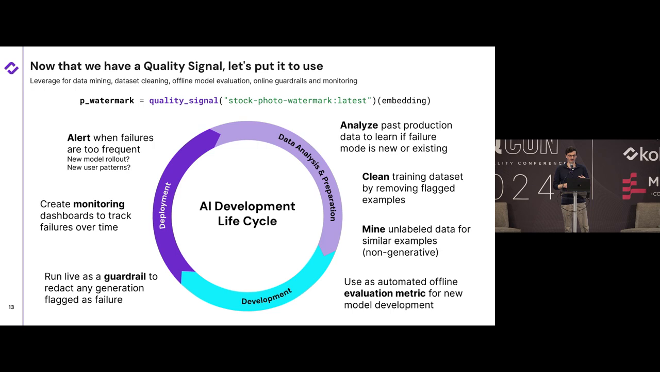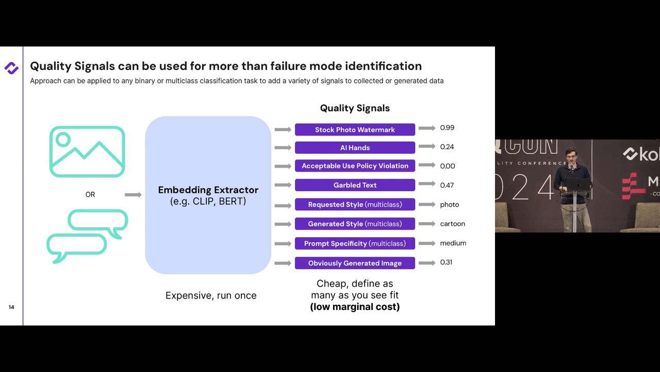And then for non-generative examples, you can define quality signals that look for features that, say, characterize an edge case of your model. If you're doing an object detection system, you can look for a specific object or a specific configuration and define a signal for that. And you can then use that signal to mine through your unlabeled data to find similar examples of that edge case and use those for training and testing. So these quality signals can be used throughout the pipeline for more than just this Gen AI failure mode identification.